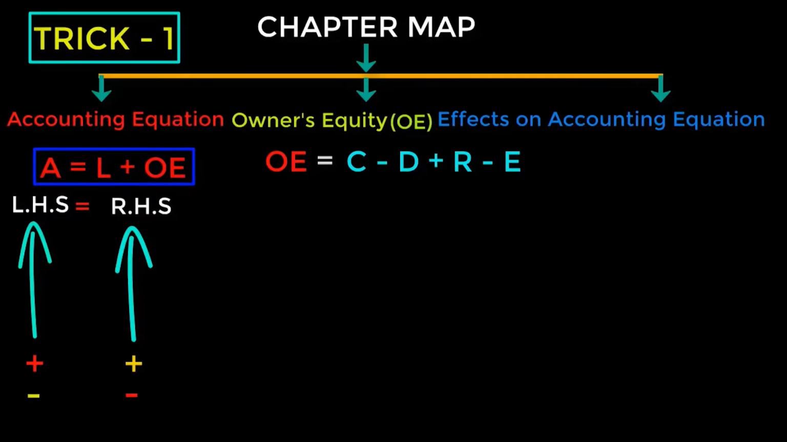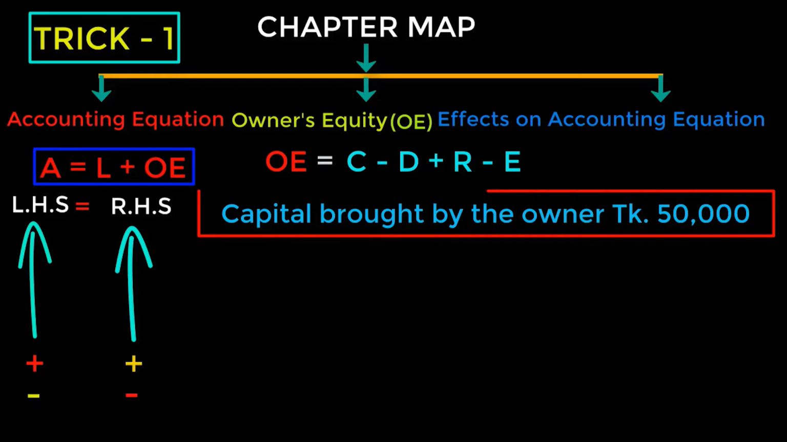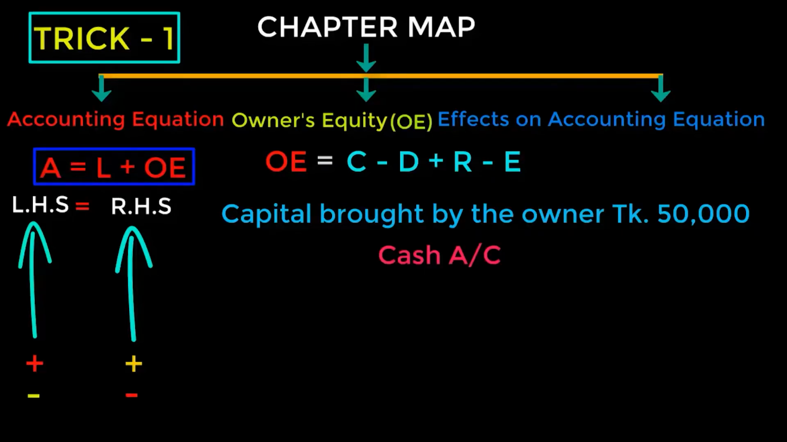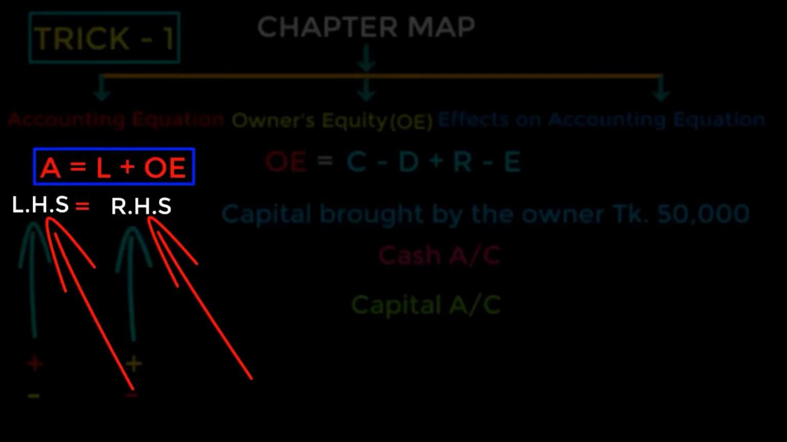For example, capital brought by the owner taka 50,000. In this transaction, there are two accounts here. One is cash account and the other is capital account. This cash account is the element of this A and this capital account is the element of this OE. Here, both these left hand side and right hand side have changed.